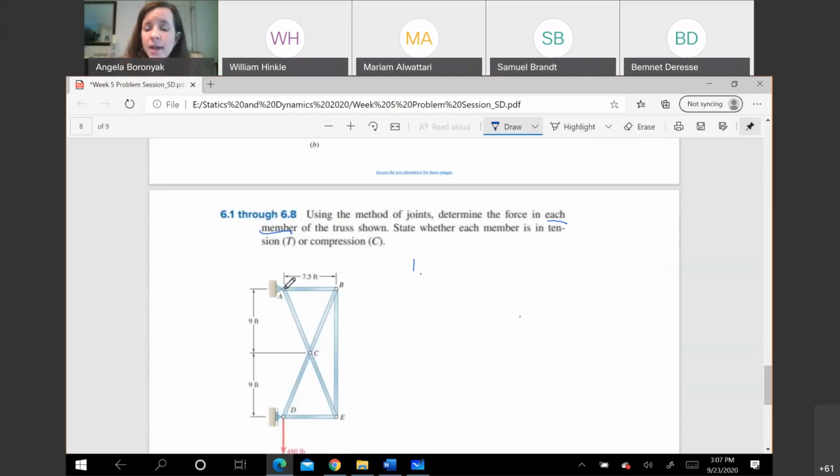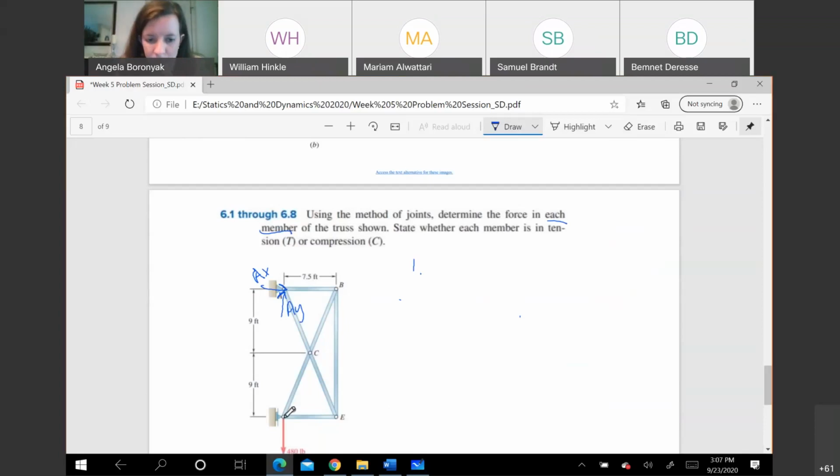Yeah, so it's a pin and it can do an X and Y force. It can't make a moment. So I'm going to write externally that this is Ax and that this is Ay. Again, I'm always in my x-axis positive to the right and y positive up, so I like that.